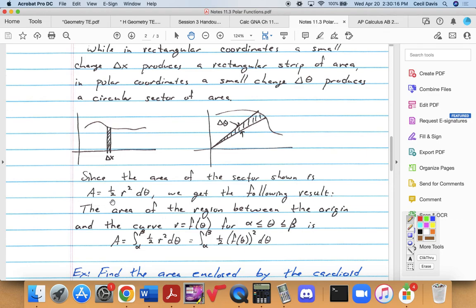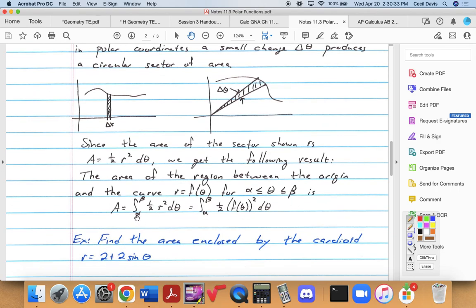So remember, the area is 1/2 r squared d theta, where d theta is this little tiny change in theta. Because remember, every time you change theta, it sweeps out a little bit more. So if you want to find the area of the whole thing, let's cut to the chase. It's just the integral from alpha to beta of 1/2 r squared d theta. It even rhymes. Alpha to beta. Or the integral from alpha to beta of 1/2 f of theta squared d theta, which doesn't flow off the tongue nearly as nicely.